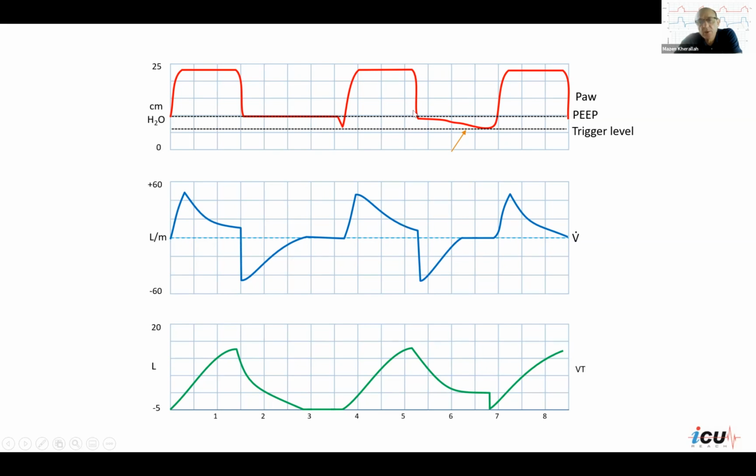Well, take a look on the pressure here. This is the pressure. It should go up, it should go down to the PEEP level. What happened is, since the system is leaking, that pressure went down below the PEEP level. And then the pressure reached the trigger level and then triggered another breath. So this is auto-cycling caused by air leak.